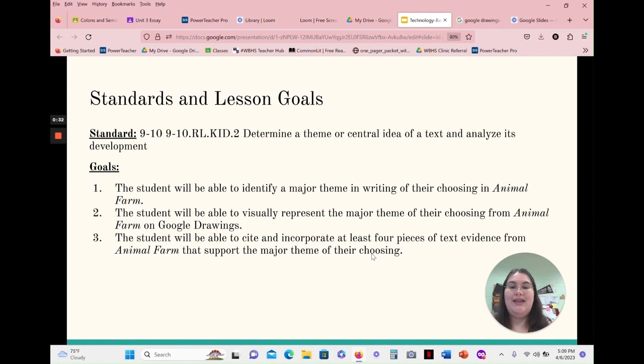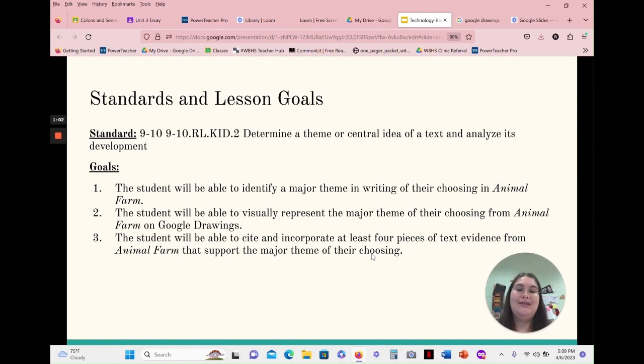Now, for this lesson, it is based off the second reading literature standard for 9th and 10th grade, which is determine a theme or central idea of a text and analyze its development. So there are three main goals of this lesson: that students will be able to identify a major theme in writing of their choosing in Animal Farm. The students will be able to visually represent a major theme of their choosing from Animal Farm on Google Drawings, and the student will be able to cite and incorporate at least 4 pieces of text evidence from Animal Farm that support the major theme of their choosing.